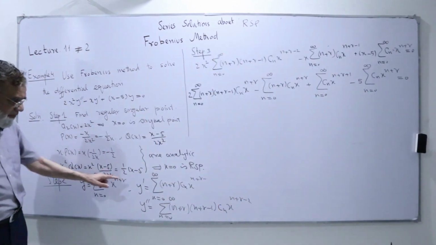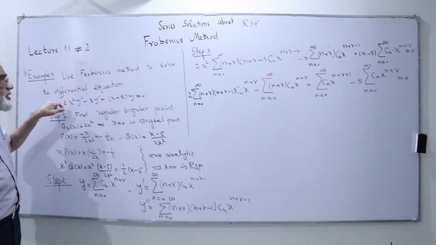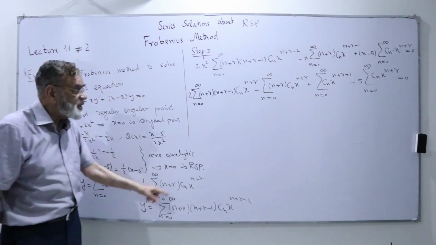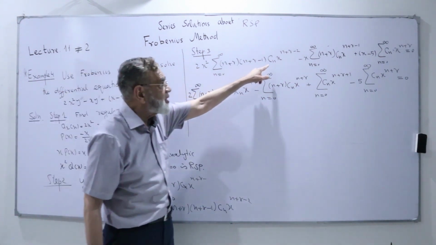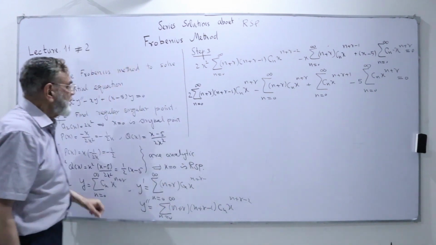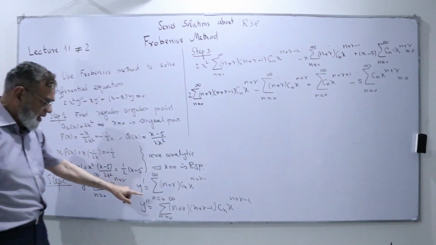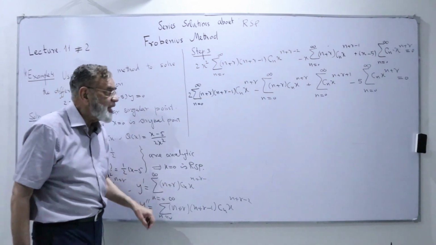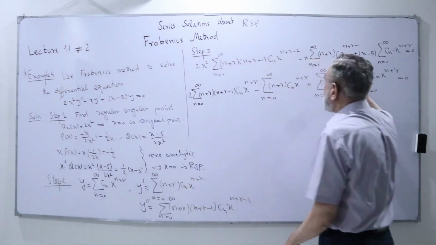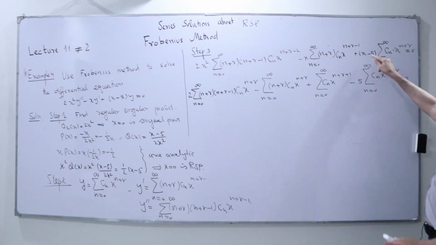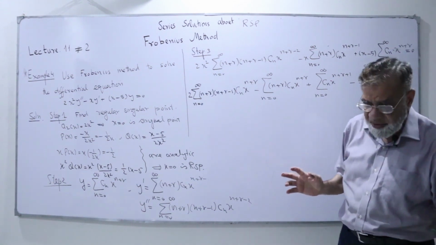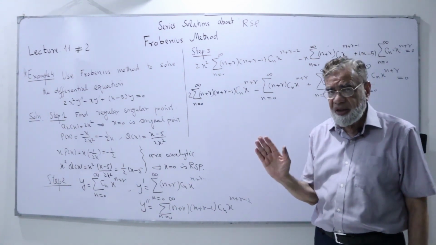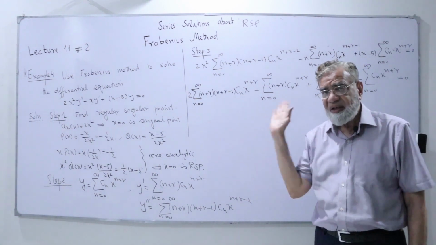We substitute the value of y dash and y double dash in our equation. We have 2x square y double dash, that's equal to sigma n is from 0 to infinity n plus r, n plus r minus 1 Cn x to power n plus r. Then is minus x into y dash, that is sigma n is from 0 to infinity n plus r Cn x to power n plus r. And then x minus 5 into y is sigma n from 0 to infinity Cn x to power n plus r, equal to 0. I told you last time when we were discussing the power series that I will always shift the coefficient if it is a function of x inside.